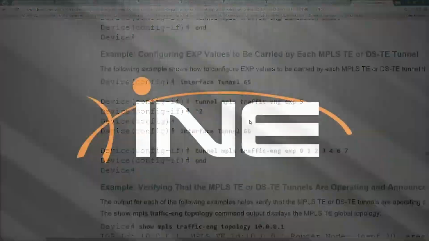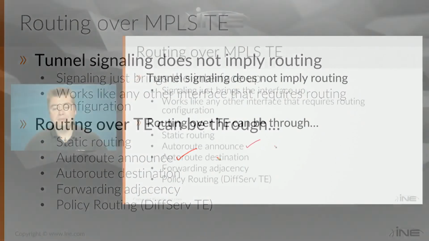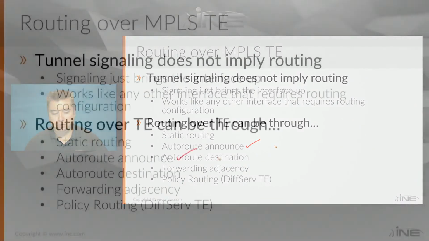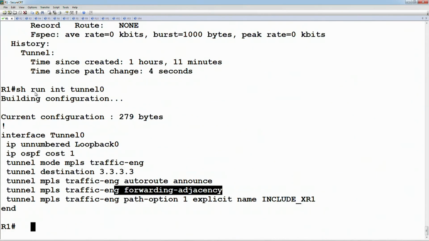So in most typical cases, you would see the second solution being used, doing the auto route announce. But just be aware, especially within the scope of the exam, if they say something like don't use the auto route announce command and don't use static routing, then you need to know, well, I can use auto route destination, which is basically going to give me a static route, or likewise I can use either class-based tunnel selection or policy routing in order to get the same type of effect. And you'll see that IOS XR basically has the same type of logic.